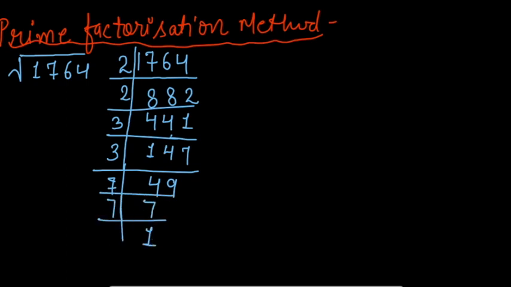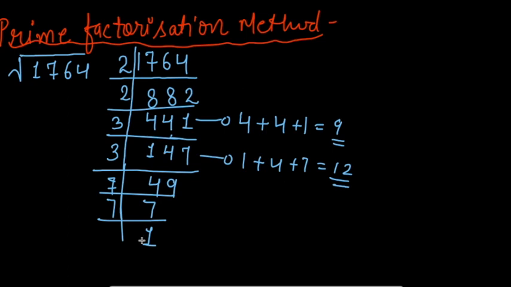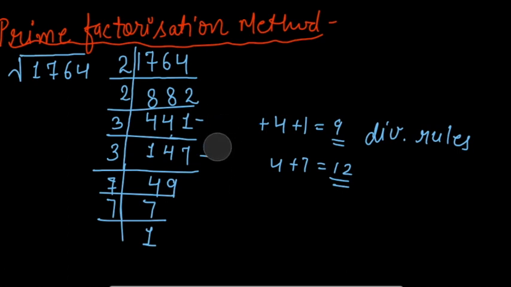Now here if you see, I have quickly checked that this number is divisible by 3. How? If you sum up the digits, 4 plus 4 plus 1 is 9. If 9 is divisible by 3, it means 441 is also divisible by 3. Similarly, 1 plus 4 plus 7 is equal to 12. If 12 is divisible by 3, it means 147 is also divisible by 3. So I have made use of what? These are the divisibility rules which we have learned in the junior classes. Okay? So it's important that you apply your previous knowledge while solving such questions.